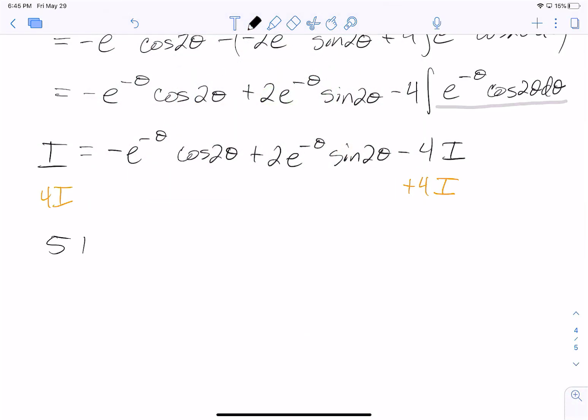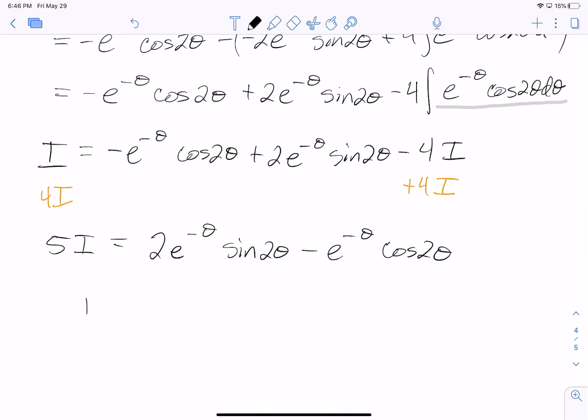Anyway, we have 5I is equal to, I'm going to reverse the order of the terms now because I have a leading negative, and if I can avoid that, I will. Just one of my idiosyncrasies. 5I is equal to 2e to the negative theta times the sine of 2 theta minus e to the negative theta cosine of 2 theta. I'm also in the next step going to factor out the e to the negative theta, but folks, I don't want to know what 5I is. I want to know what the integral is.